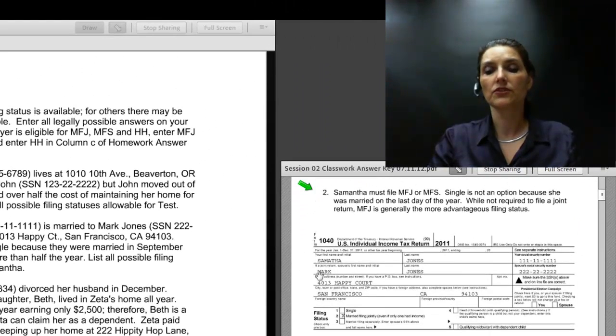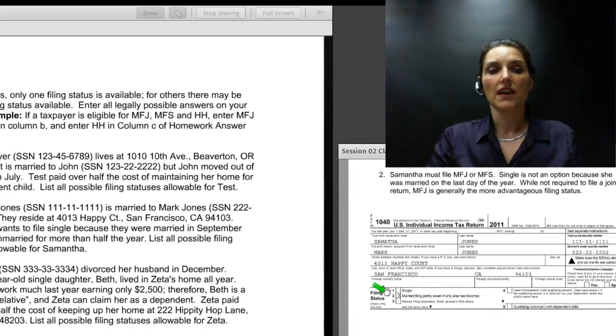So here is the answer for Samantha. Samantha must file married filing separate or married filing joint. Single is not an option because she was married on the last day of the year. While she's not required to file a joint return, it is likely the case that that is the most advantageous filing status for Samantha and her husband, Mark. So we will file Samantha and Mark on a joint return and check the married filing joint box.